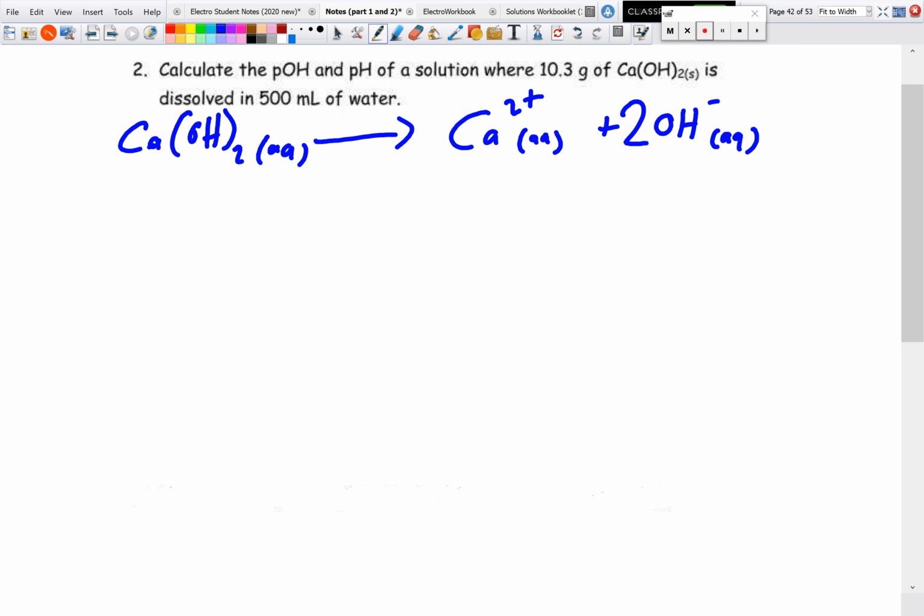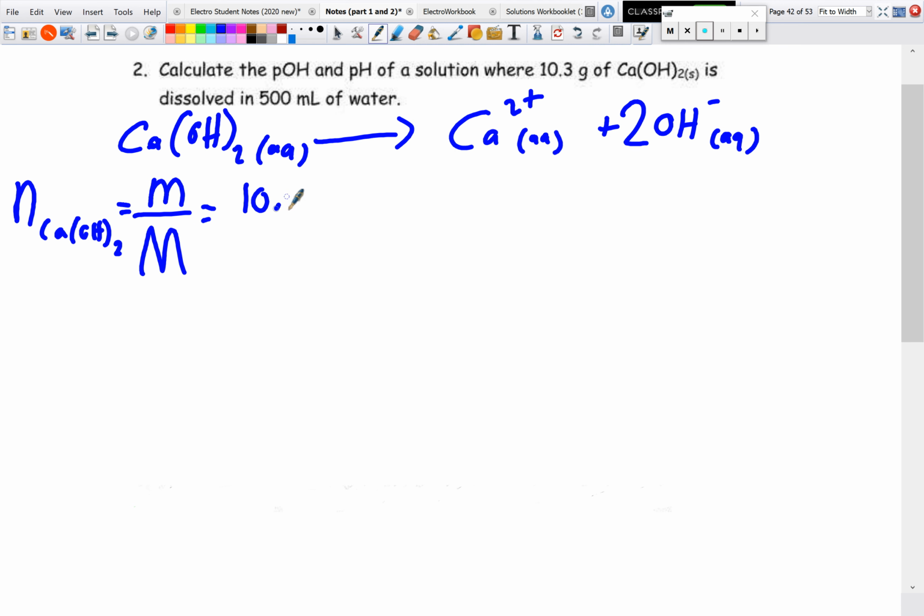And of course, to balance it, we need to do this. Now, just like in the other example, we know we need to work towards concentration, because we need the concentration of the hydroxide ion specifically in order to solve for pOH. So we're going to have to go through our concentration of ion steps, and that is, first of all, get the number of moles of calcium hydroxide. That is going to be the mass divided by the molar mass.